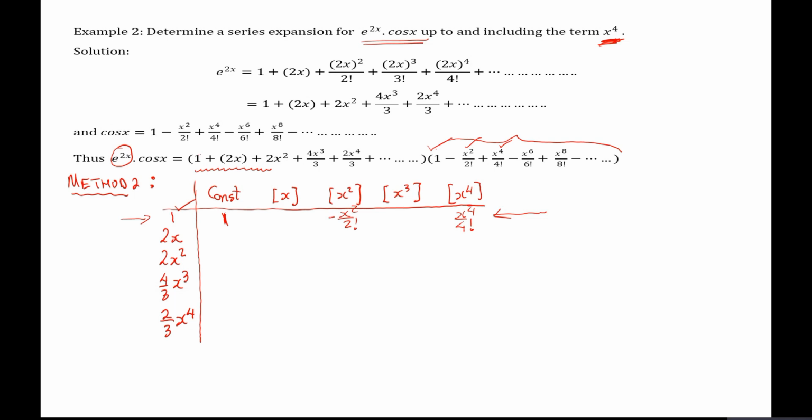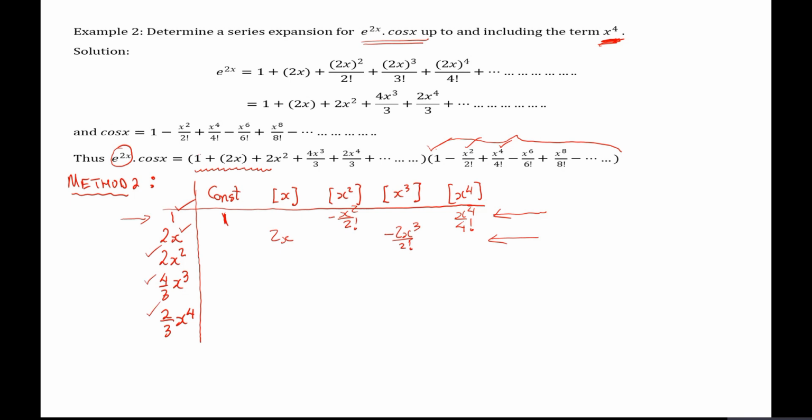Let's go to 2x now and do the same with 2x. 2x times 1 gives you 2x. So now I must put them in this row. So this will be 2x. It may get a bit compact, but let's see. Then 2x times minus x squared over 2 factorial will give me minus 2x cubed over 2 factorial, and then 2x times x to the power 4 is x to the power 5. I don't need that term. So 2x is complete.